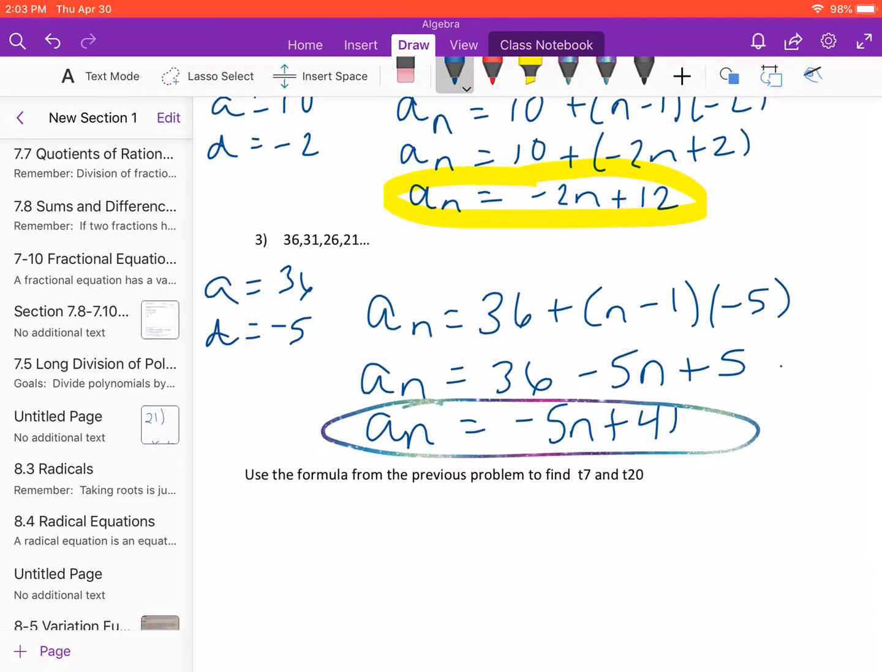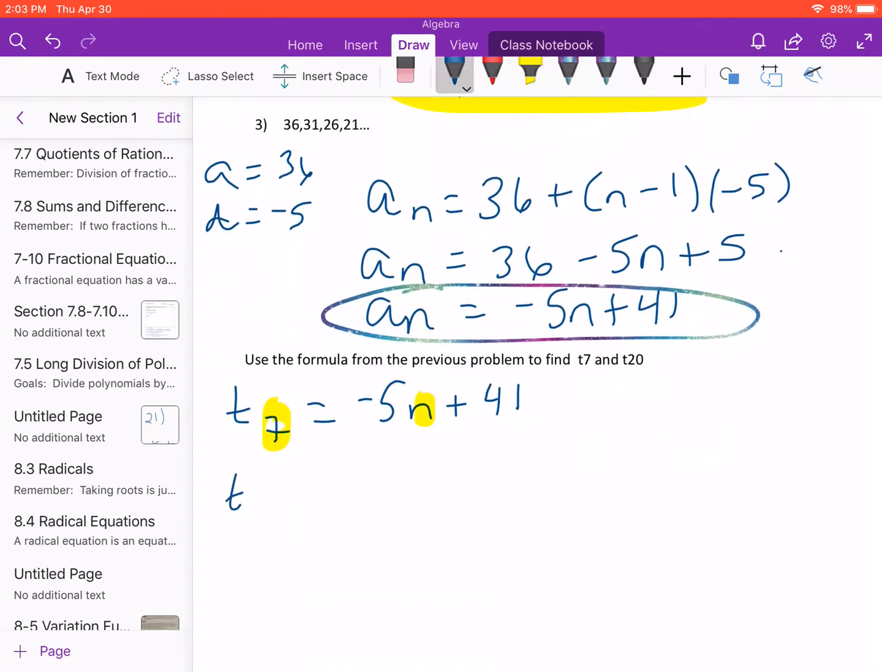So the next type of problem will say, hey, use the formula that you just found to find the 7th number in this sequence. And they're going to do that by asking you to find t sub that value. In this case, it wants us to find t sub 7 in -5n plus 41. So we're going to plug that 7 in for that n. And so when we plug that in, it will be t sub 7 equals -5 times 7 plus 41.